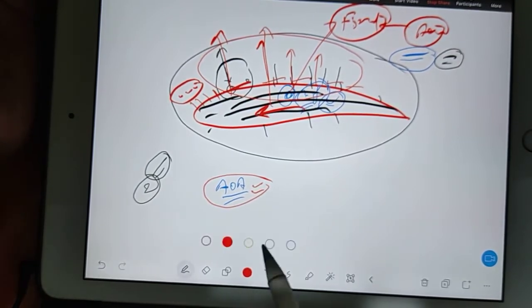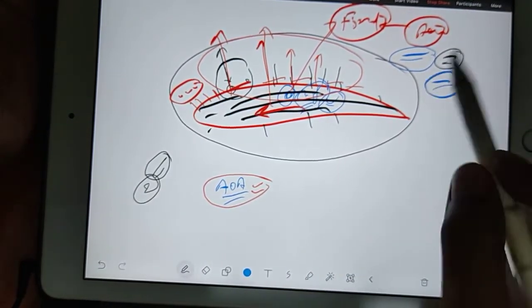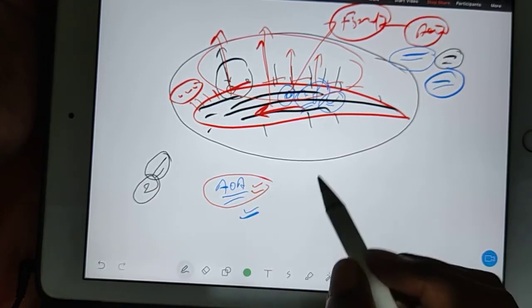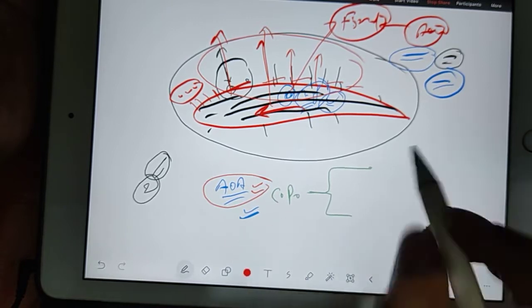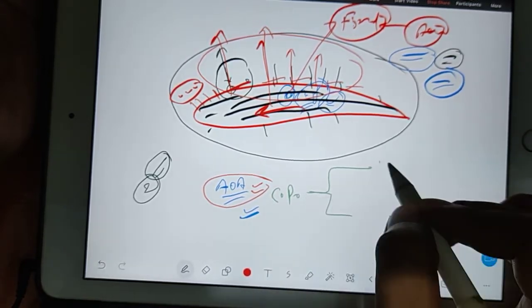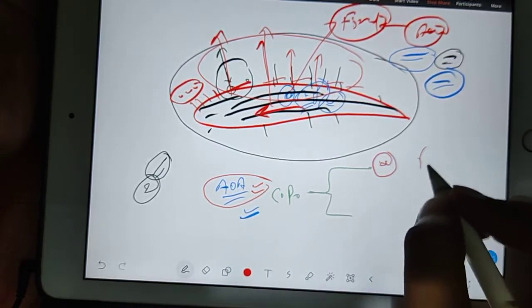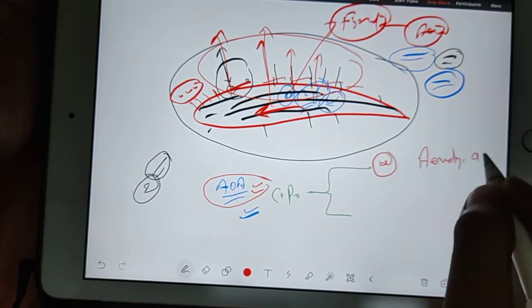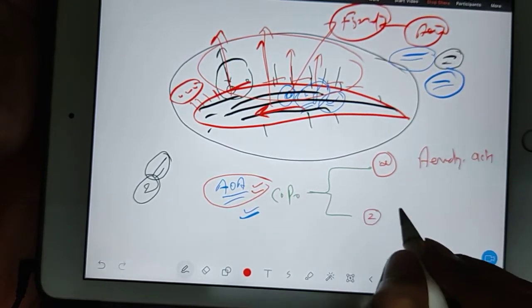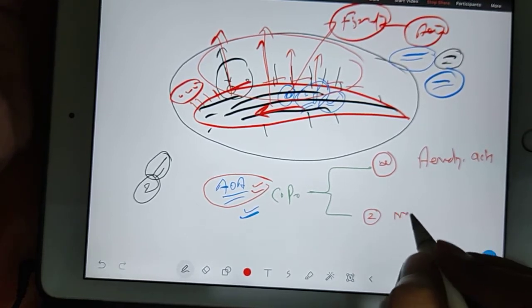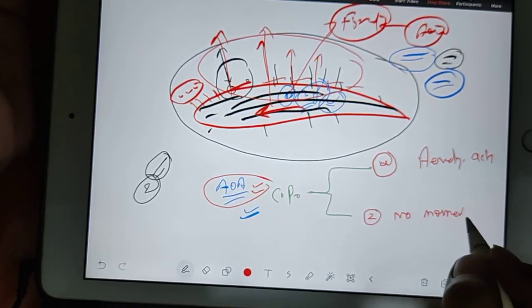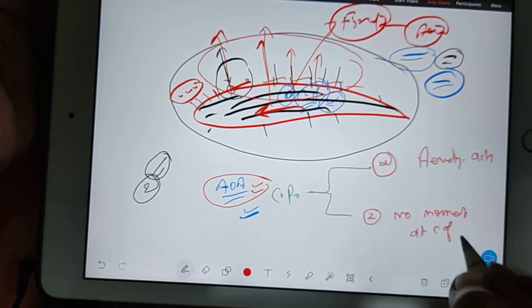Very good. So the location where the aerodynamic force acts, you will call the center of pressure. Two things are very, very important to know about the center of pressure. First, at the center of pressure, the aerodynamic force acts. Second, there is no moment at the center of pressure.